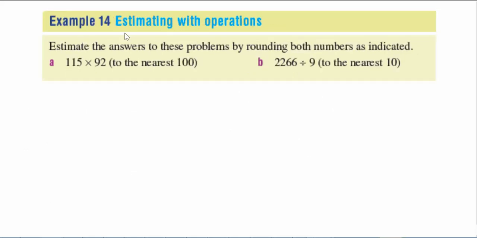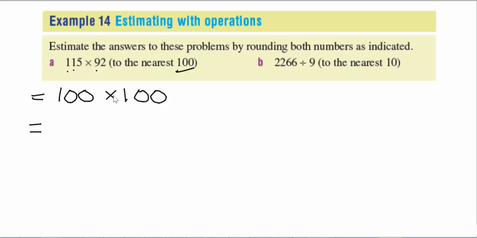Alright, estimation with operations. So estimate the answers to these problems by rounding both numbers as indicated. So 115 times 92 to the nearest 100. So I've got to round both numbers to the nearest 100. So 115, there's my 100. My next number is a 1, so I go down, so it's actually 100 multiplied by, there's my 92. Obviously it's closest to 100, so I've got to do that to 100 as well. That's what it's telling me to do.